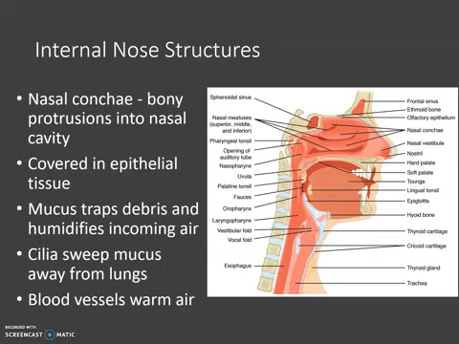In addition to mucus trapping debris, there's also cilia. Cilia are little cellular extensions that help to sweep mucus away from the lungs. You can think of them as little brooms that help to sweep the mucus with trapped debris away from the lungs, so you can either cough it out or swallow it in order to let the stomach acid break down the stuff that gets trapped there.